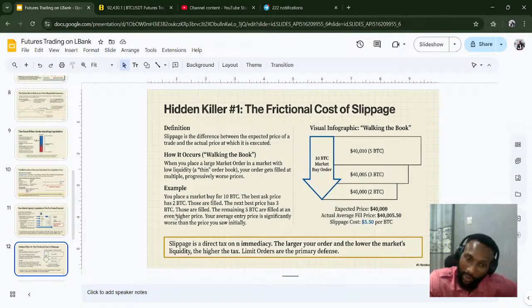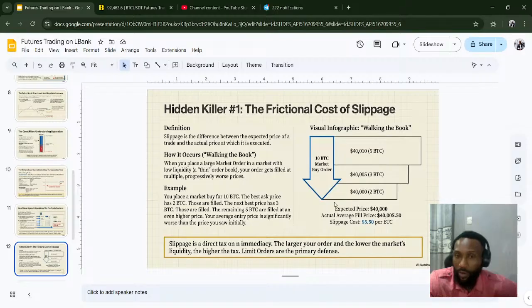Then it goes to 3 BTC because the person at 2 BTC doesn't have up to your 10. So after it fills the 2, the next best ask price is 3 BTC. Those get filled, and the remaining 5 BTC, that's how it goes. You understand? So your average entry price is significantly worse than the price you saw initially.